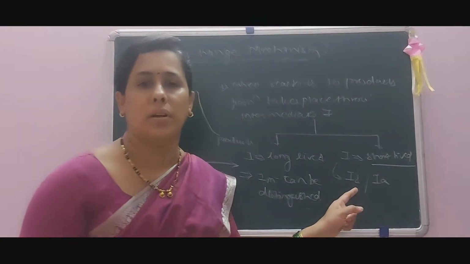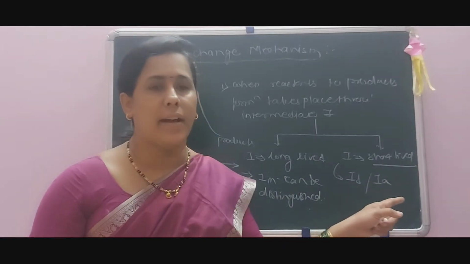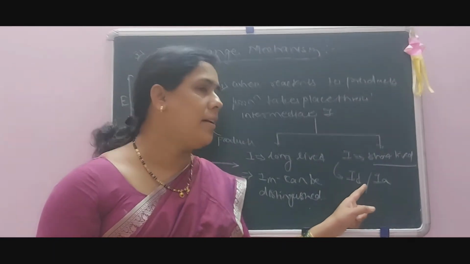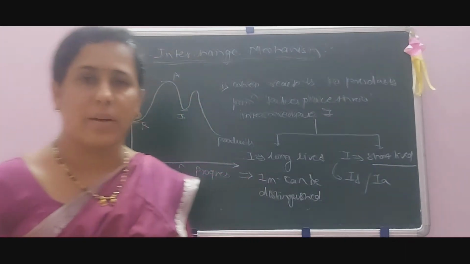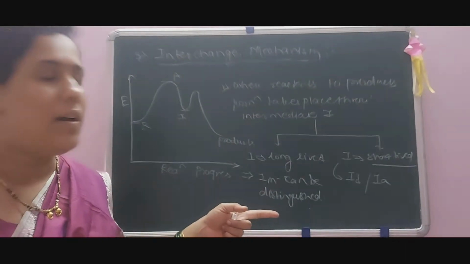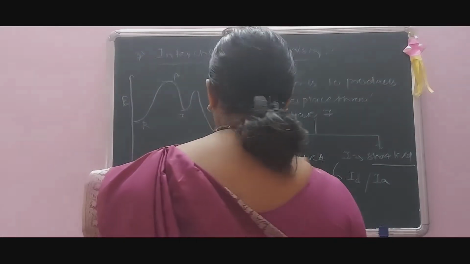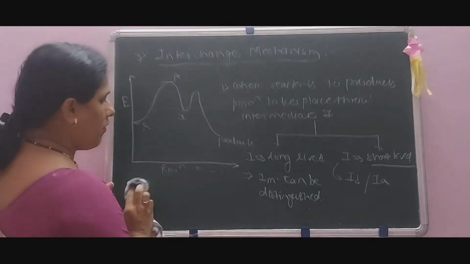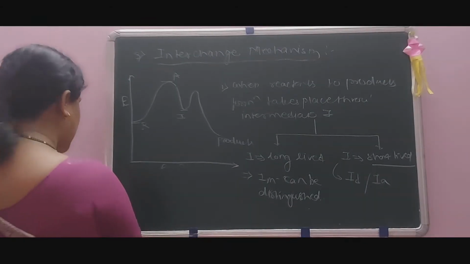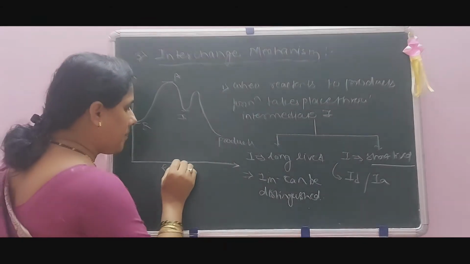Now, what happens here for the ID? ID means the dissociation mechanism, and IA means the association mechanism.